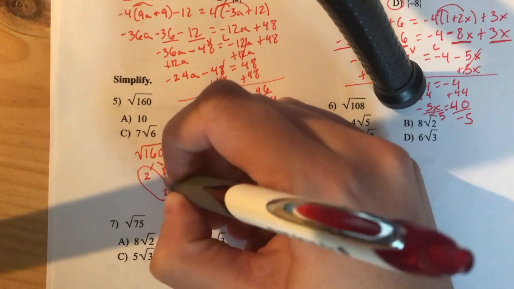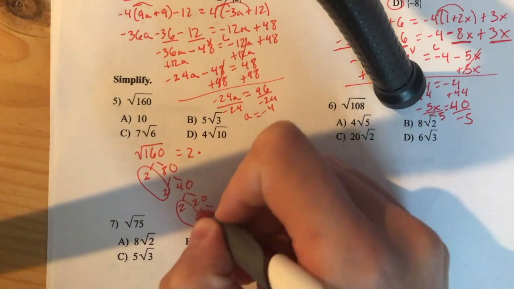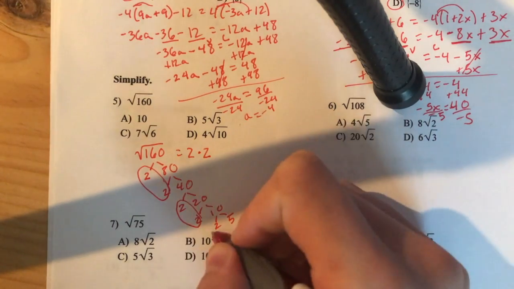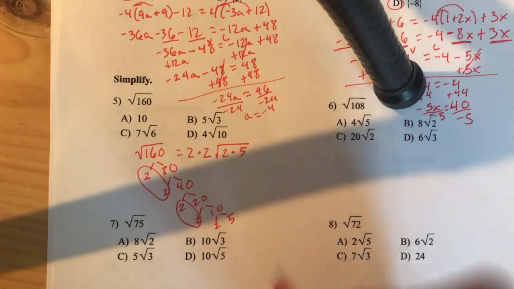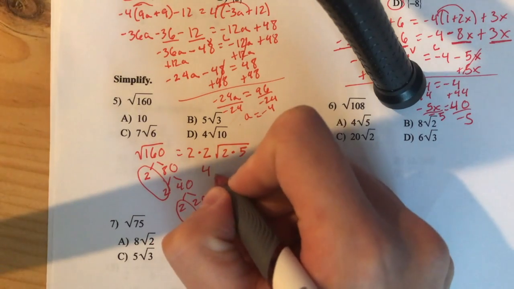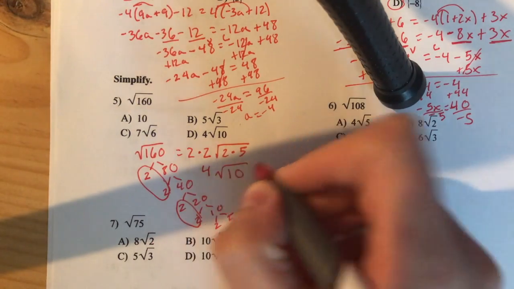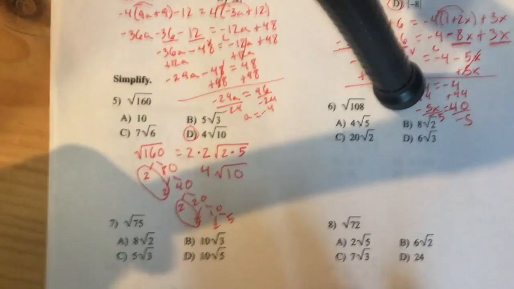So we have one pair of 2s, so it's going to go on the outside. Then we have another pair of 2s, so one of those 2s are going to go on the outside. And then we're left with a 2 and a 5. And so we're going to keep those on the inside multiplied together. So 2 times 2 gives me 4. 2 times 5 gives me 10. So 4 square root of 10 is my answer for that.